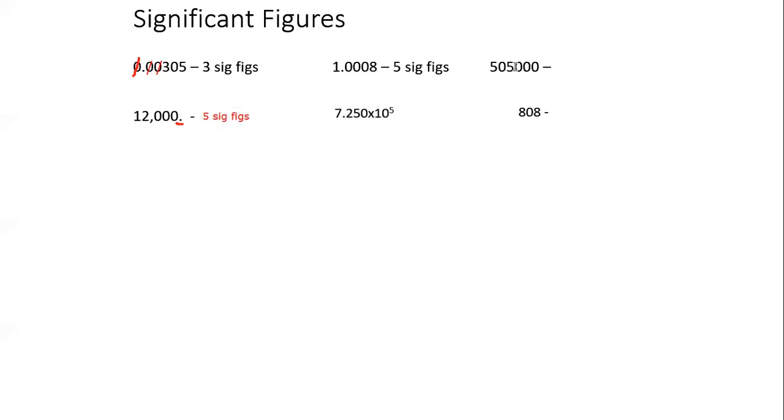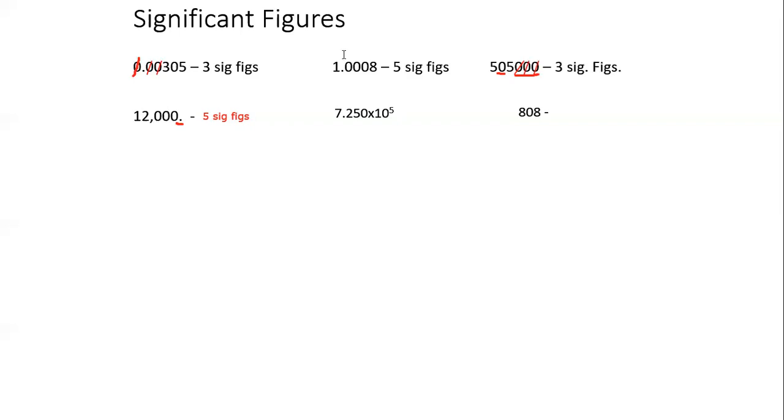Over here we have 505,000. This is a combination of captive and trailing zeros. So again, the zero between the two fives is what we call captive. The three zeros to the right of the last non-zero number are trailing. So these are insignificant because there's no decimal point. So this would be 3 significant figures.